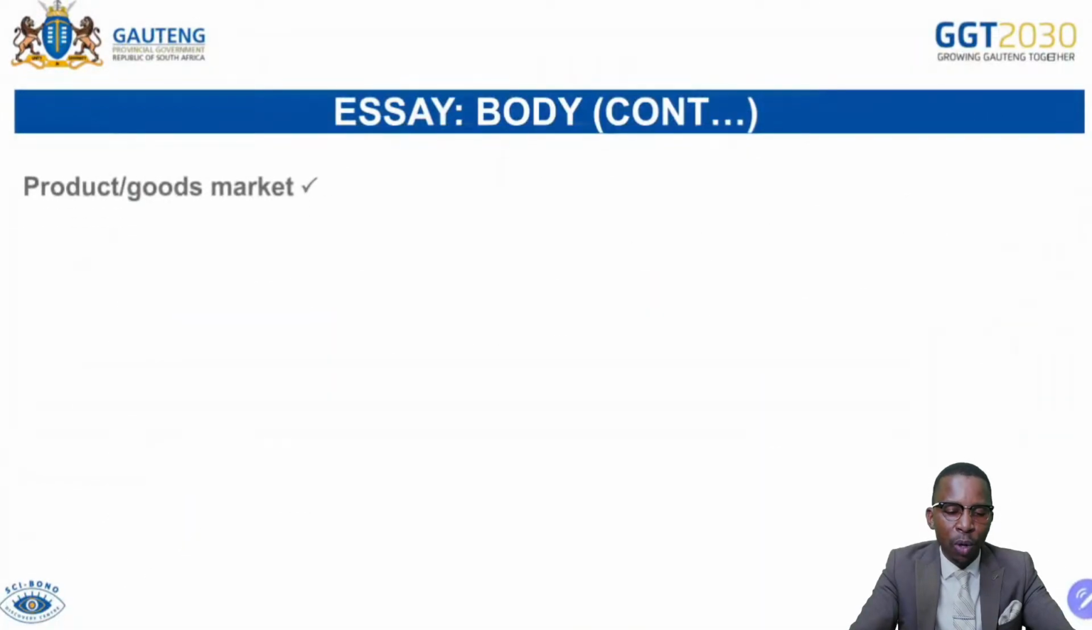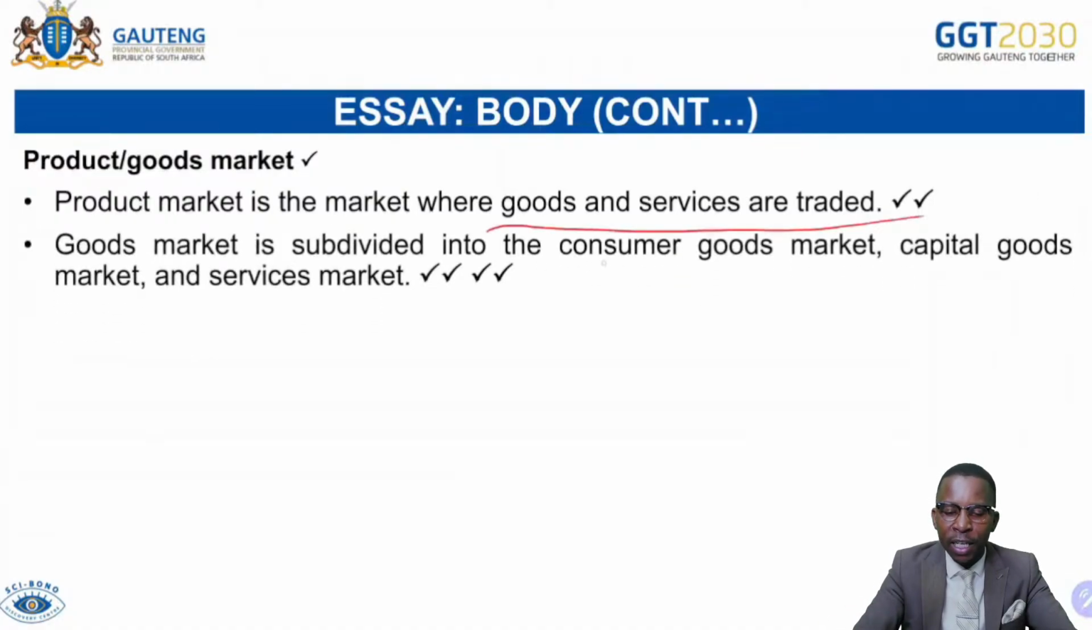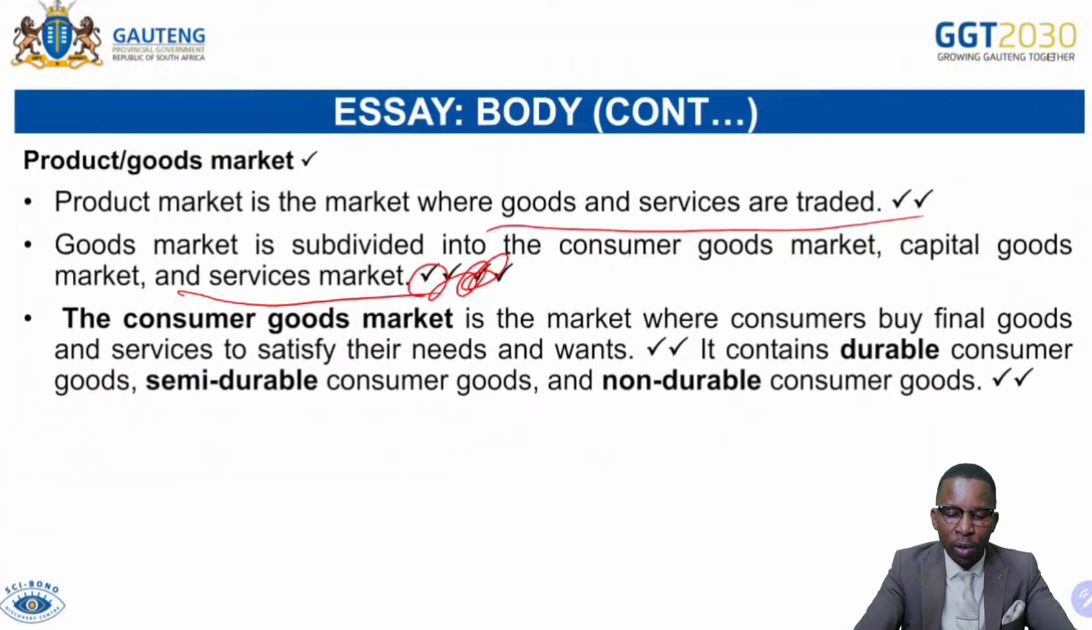Then we go to the second one, which is goods or product market. This is a market where goods and services are traded. And then the goods market is subdivided into consumer goods market, capital goods market, services market. Then we continue. I think there's a wrong listing.